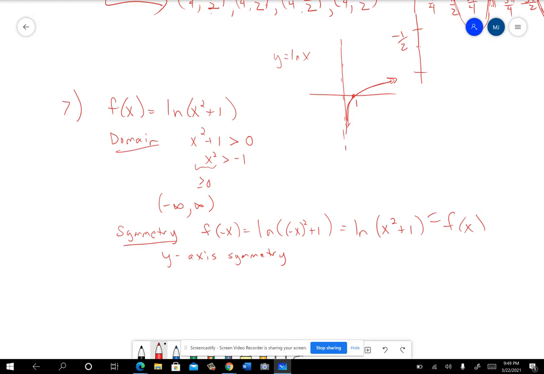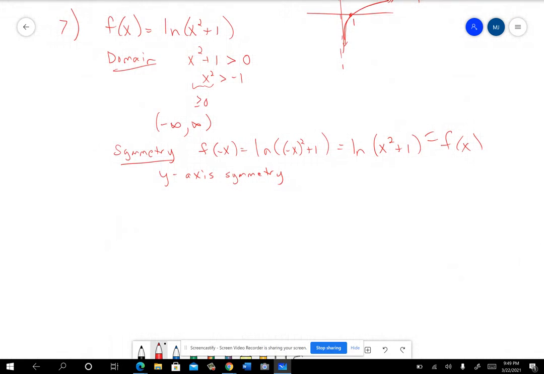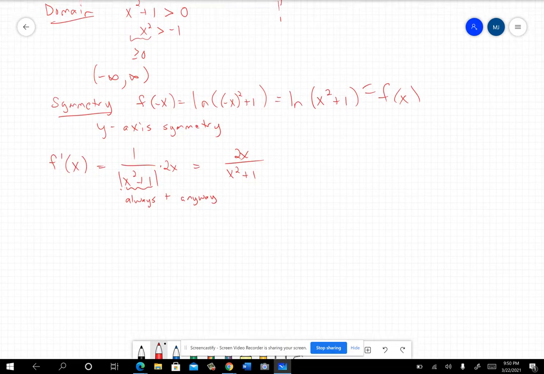All right, after we do symmetry, we'll consider the first and second derivatives. In the first derivative, we wound up doing 1 over the absolute value of x squared plus 1. And then we do the chain rule on the inside, so we multiply by 2x. But you don't really need those absolute value bars when you think about it, because this is always positive anyway. They're not adding anything to it. So the easiest thing would be to write it as 2x over x squared plus 1. Okay, so that's f prime of x.